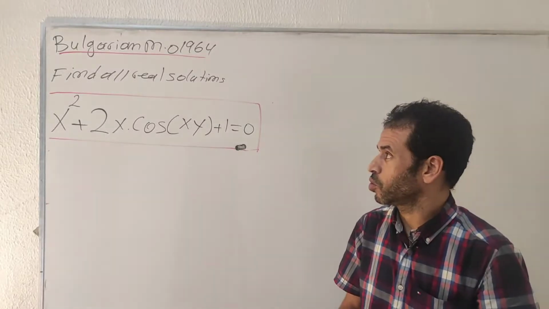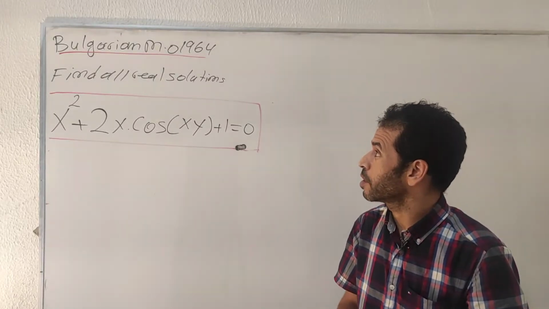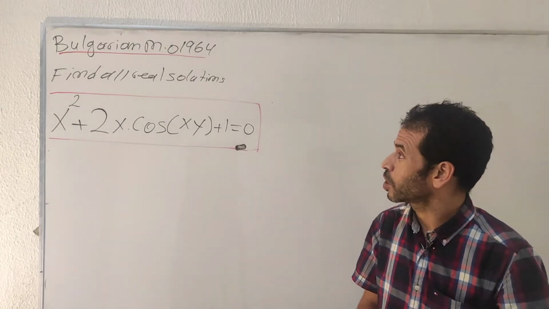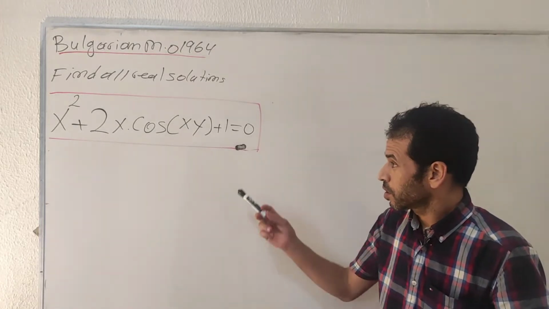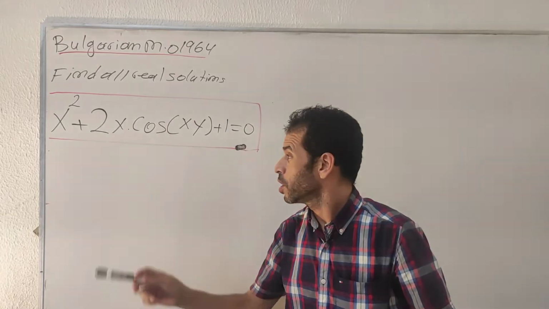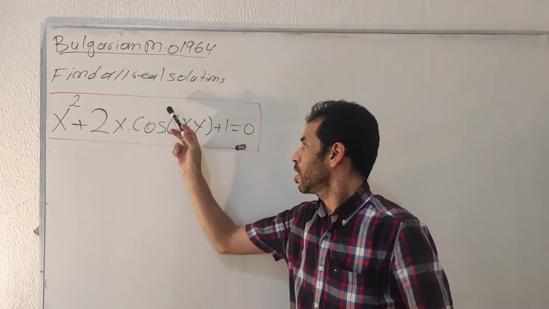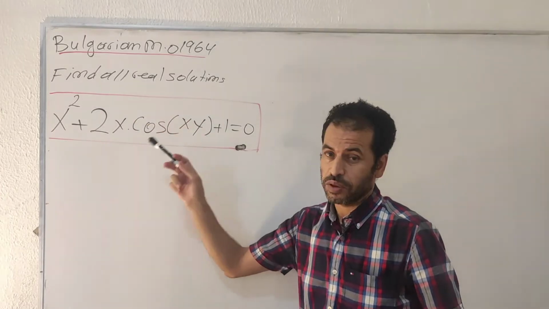Today's video I would like to introduce a very nice problem. It's coming from the Bulgarian Mathematics Olympiad edition 1964. Here is the following setup. Find all real solutions satisfying the following equation. The equation involves a trigonometric function and two different variables.